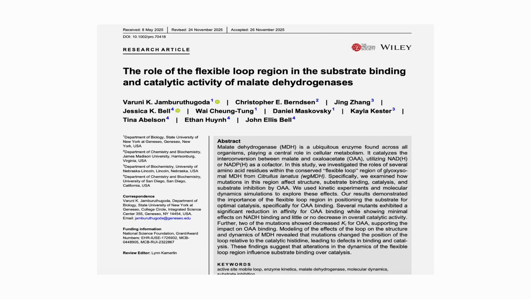In this study, we focused on the flexible loop region of glycosomal MDH from watermelon. As you all know, the flexible loop moves between open and closed conformations in response to ligand binding. So we wanted to see how mutations in this region would influence protein structure, substrate binding, catalysis, and also protein inhibition by oxaloacetate. So in our study, by combining enzyme kinetics with molecular dynamic simulation, we found that this flexible loop is especially important for positioning the substrate, particularly oxaloacetate.